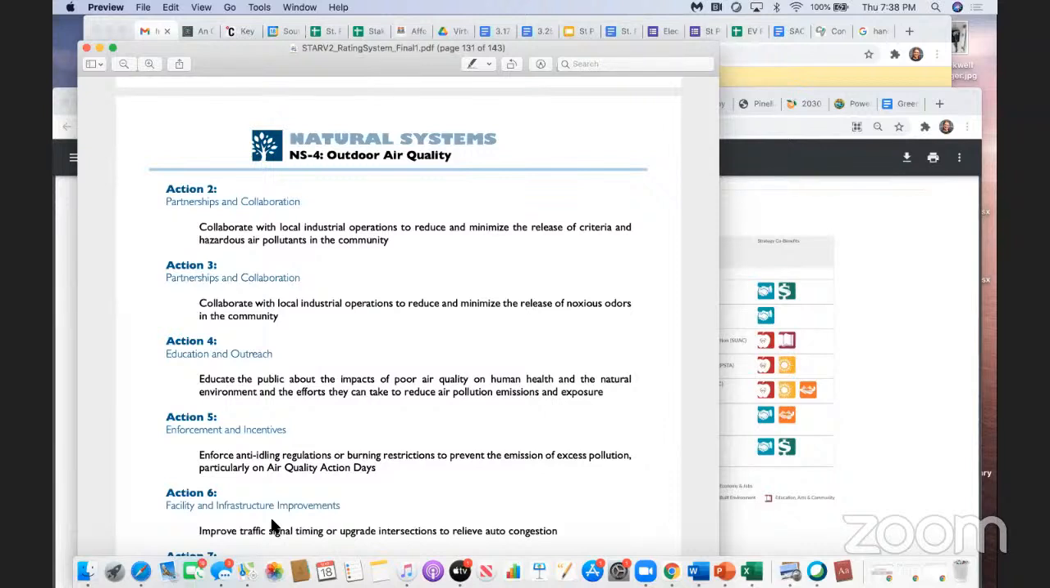So like I said, some of these are six and some of them are seven because I'm just going through in order this time. Natural systems four is the outdoor air quality. The only action item that received six or seven votes is action item number five, which is enforce anti-idling regulations or burning restrictions. We don't have that in the city anyway. You aren't allowed to burn trash in the city, so I don't think that we need to include this one.